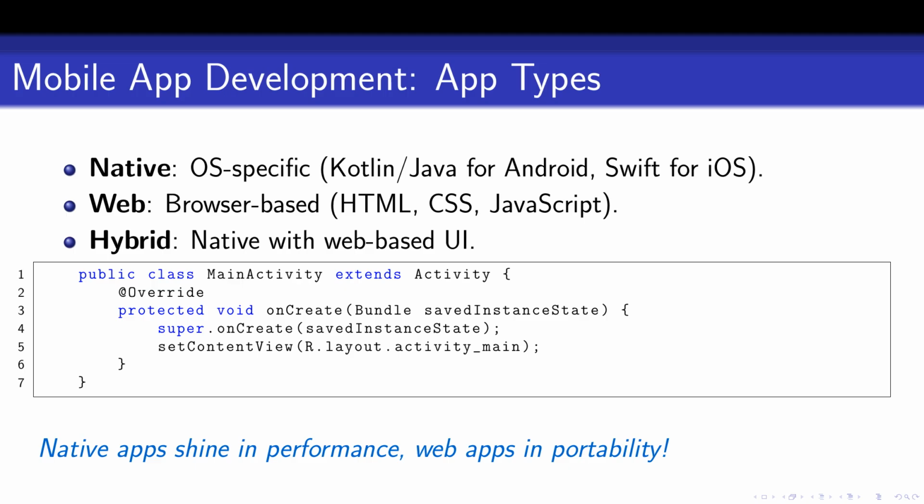Mobile apps come in three flavors: native, web, and hybrid. Native apps, built with Kotlin or Java for Android and Swift for iOS, deliver top performance. Web apps using HTML, CSS, and JavaScript run in browsers for easy portability. Hybrid apps blend native and web tech for a balanced approach. The slide shows a simple Android native app code that sets up a single screen, highlighting how native apps shine in speed while web apps win in flexibility.